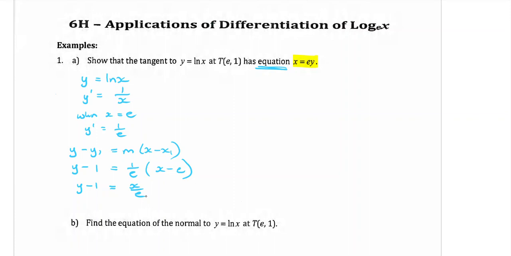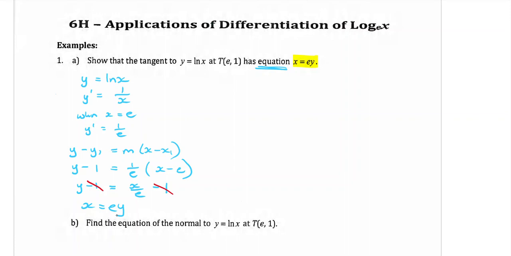1 over e times minus e is? Not quite. Negative 1, because the e's will cancel out. You've got an e on the top, e on the bottom. Negative 1. Now, look at this. Minus 1, minus 1. If you add 1 to both sides, these disappear. Okay, so we have y equals x over e. If you times the e over to the other side, you get x equals ey, which is what we wanted. Done.